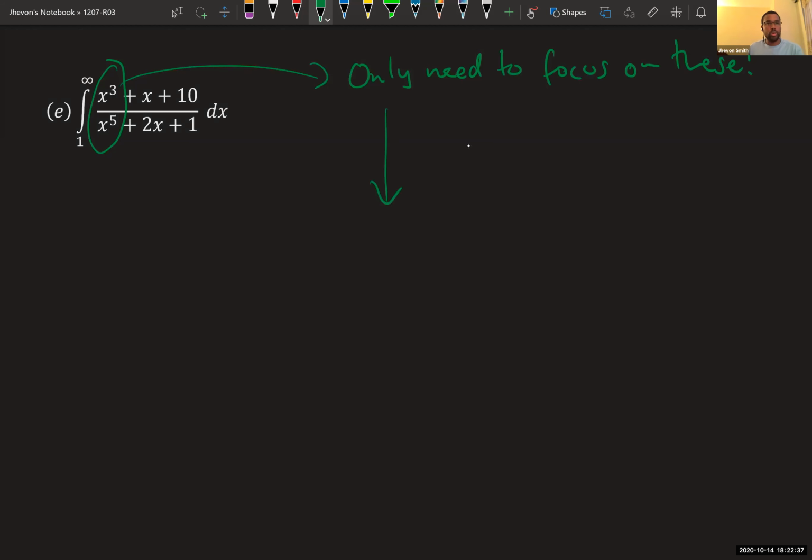So that leads me to want to compare this guy, the x cubed plus x plus 10, over the x to the fifth plus 2x plus 1. The most efficient comparison, which is pretty straightforward, is just comparing it to x cubed over x to the fifth, right? Essentially all of the other terms I can just ignore, because I'm going off to infinity, and my concepts from limits tell me that I can ignore the other guys.